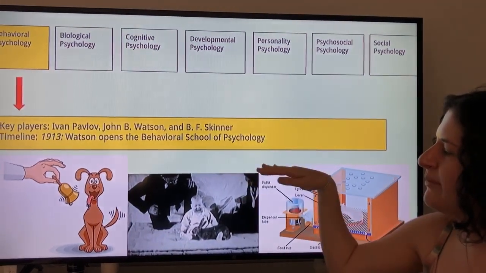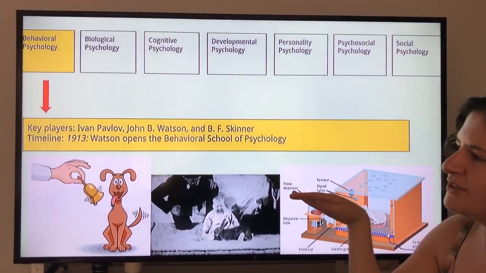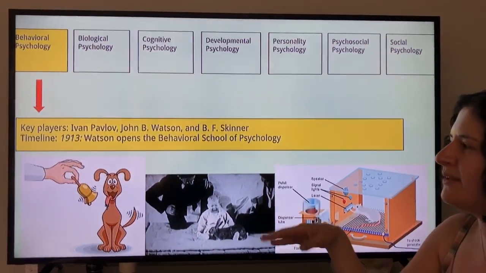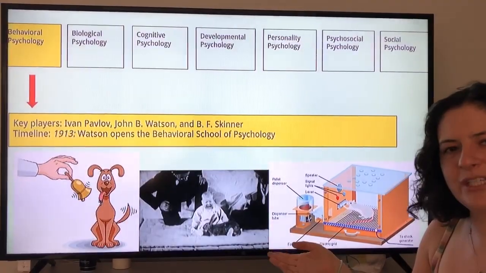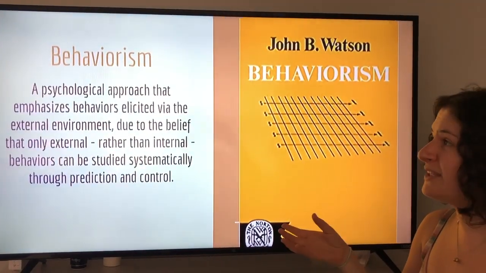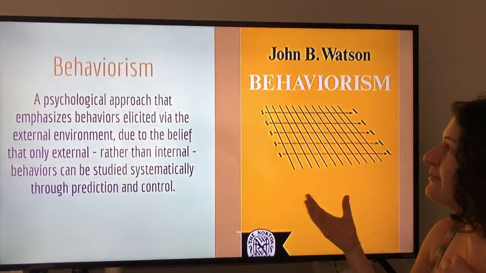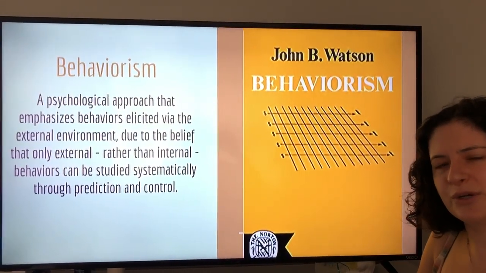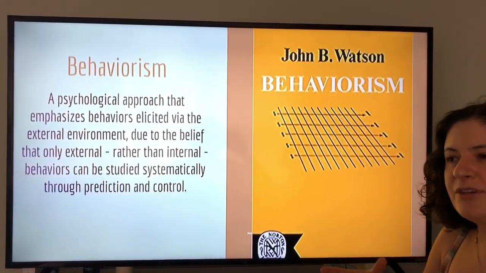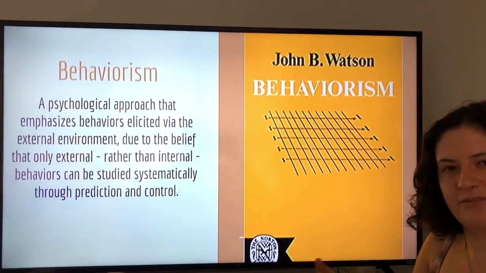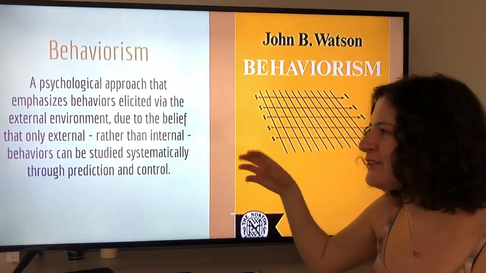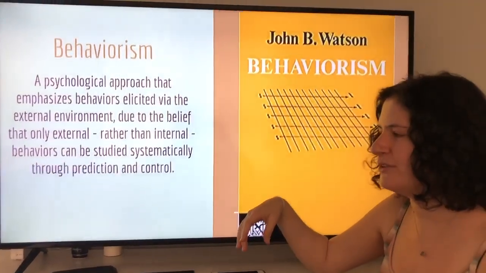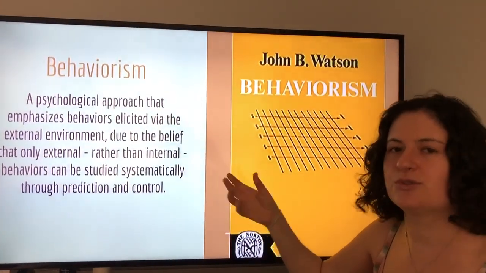And just as a timeline, behavioral psychology started in about 1913 when Watson opened the Behavioral School of Psychology. So John B. Watson was the founder of behaviorism. And behaviorism is a psychological approach that looks at behaviors elicited through the external environment. More specifically, behaviorists believed that only external behaviors could be studied systematically through both prediction and control.